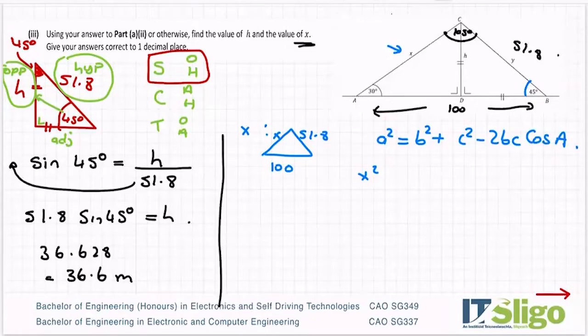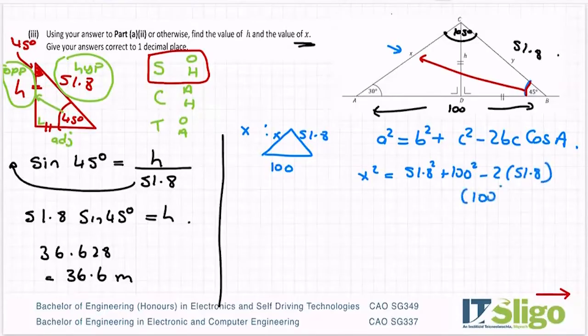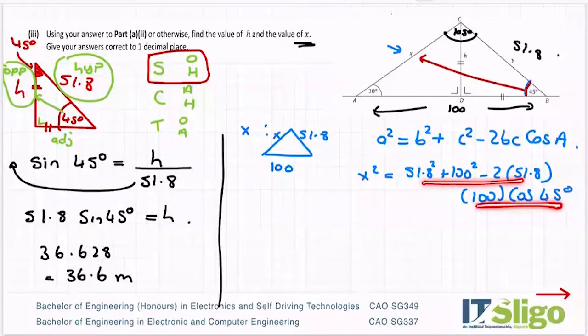So the pair I'm using, because I want to find X, is this 45 degrees here. So X squared equals 51.8 squared plus 100 squared minus 2 times 51.8 times 100 times cos 45 degrees. That's all one line.